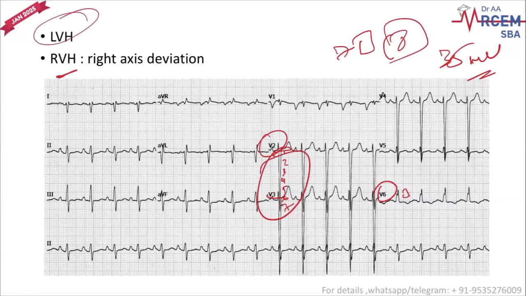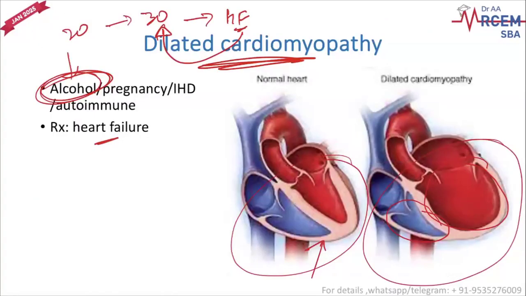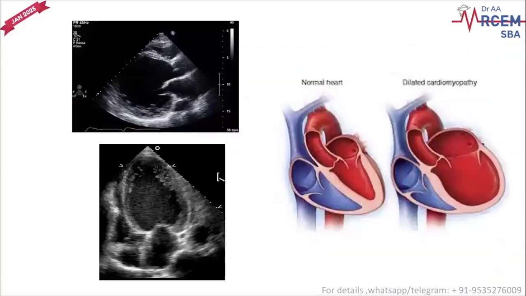So the voltage criteria is satisfied for left ventricular hypertrophy. What about right ventricular hypertrophy? For right ventricular hypertrophy, you usually see a right axis deviation where lead 1 is negative and lead 3 is positive. That means the QRS complex of lead 1 is facing away from the QRS complex of lead 3, which is present here. So both right axis deviation and voltage criteria for left ventricular hypertrophy will be present in this individual. But these are not very specific changes. You cannot label this as a dilated cardiomyopathy. An echo scan will definitely be required in this patient to really label them.